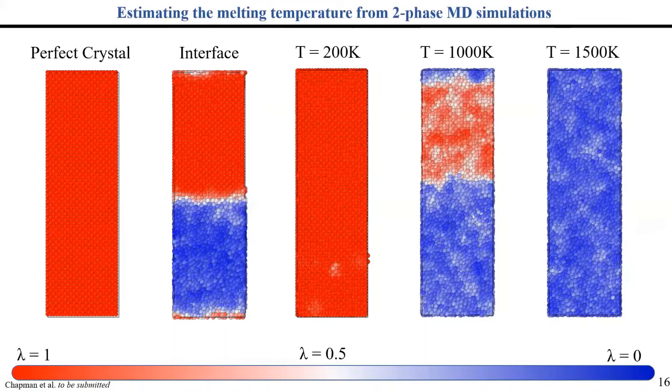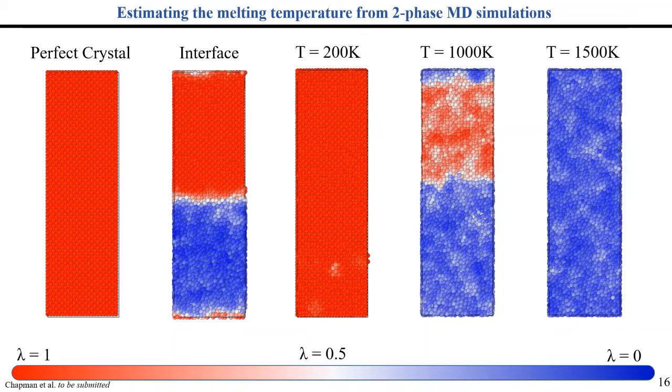From a more disordered perspective, how does this actually perform? If we run these two-phase simulations at different temperatures, you can see that the perturbed crystal at 200 Kelvin is still recognized as a crystal. Even at 1,000 Kelvin, close to the melting temperature, it clearly discerns between the highly perturbed crystal structure and the liquid structure.